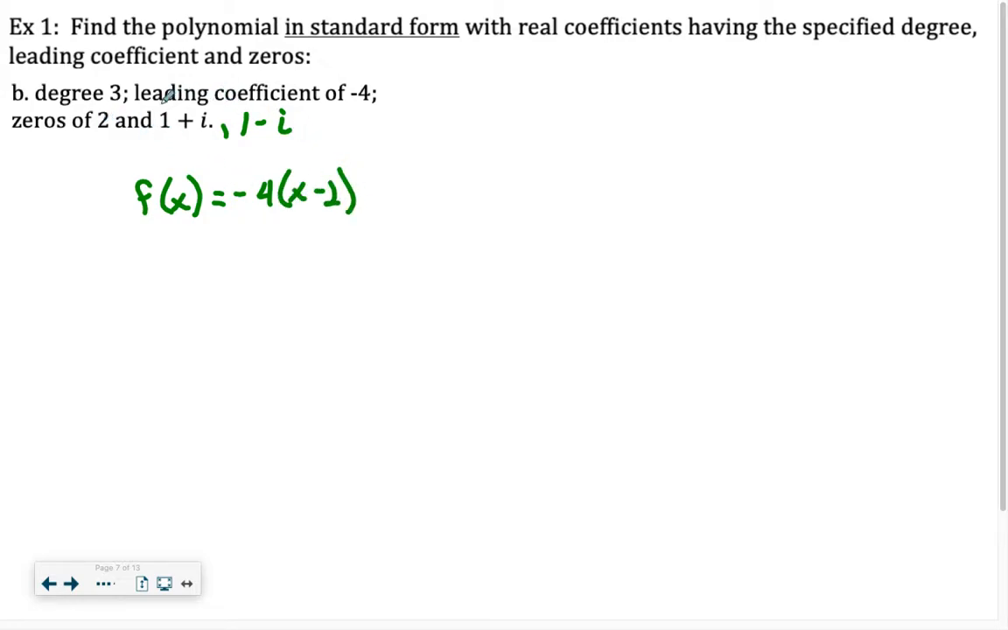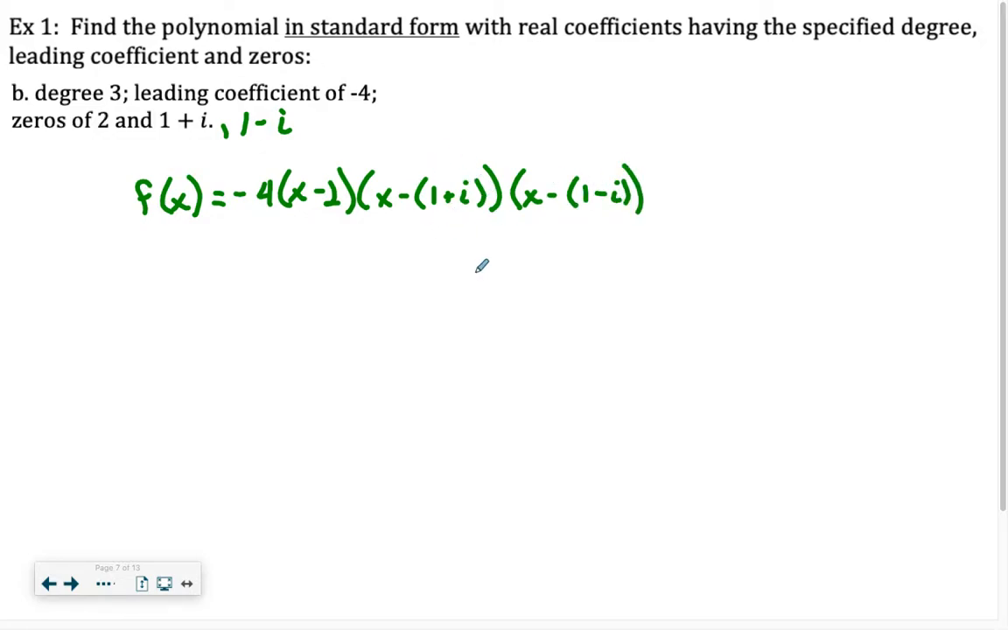Now, we need to be careful with how we write these factors. Okay, it's always x minus the factor. So in this case, the factor is 1 plus i. I need to be really careful here that I put that whole thing in an extra set of parentheses in there. I'm doing x minus that whole factor. Same thing for the second one. It's going to be x minus that whole factor, x minus 1 minus i.